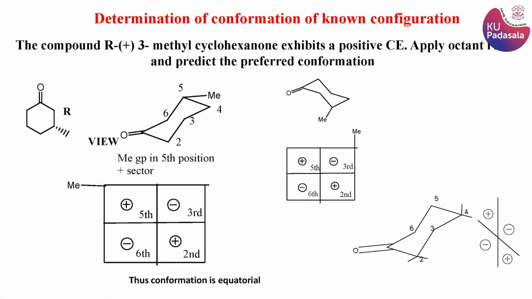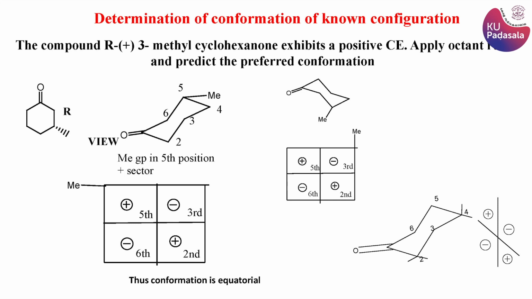measurements. So this is one example where the question given is: the compound R-(+)-3-methylcyclohexanone exhibits a positive Cotton effect. Apply the octant rule and predict the preferred conformation. So then what you do is you have to draw R-3-methylcyclohexanone, and you have to now draw the chair form, and place it inside the octant. So when you place it inside the octant, you know that as the methyl group is alpha, you have to show it in an alpha orientation.